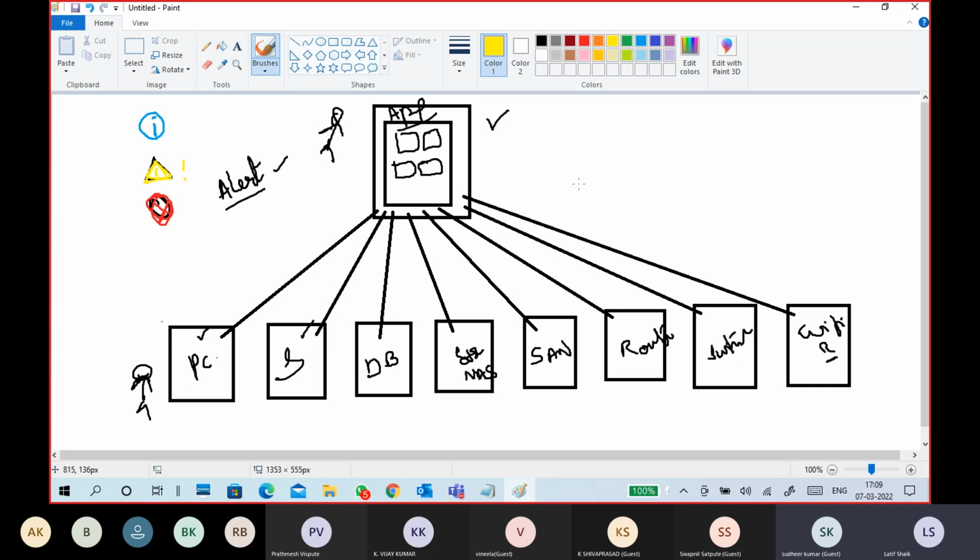For example, a particular device is completely busy: CPU 100% utilization, memory 100% utilization, full hardware utilization. Immediately it will send a notice that this particular PC is utilizing too much. Please take care of it. So immediately we can send a person, since this is utilizing more resources.